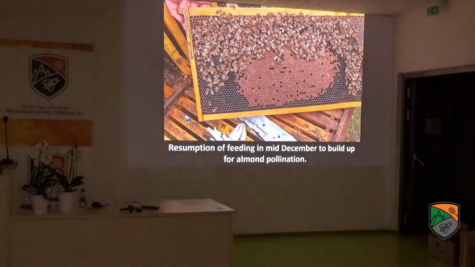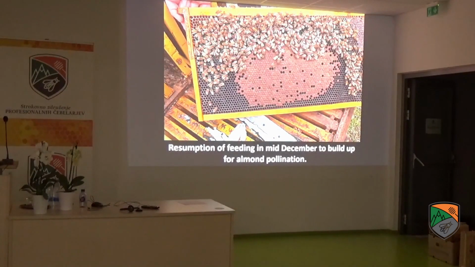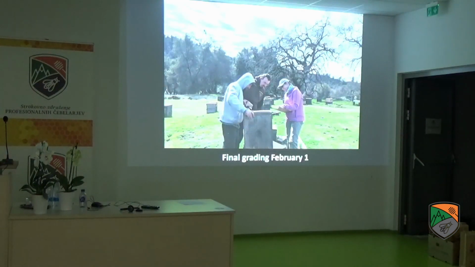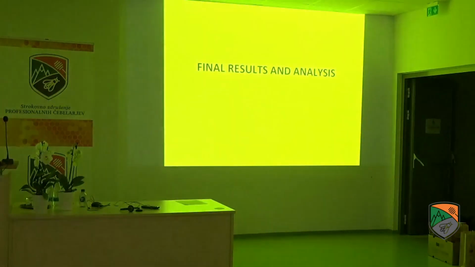So, in December, we resume feeding again, and again, no natural pollen. This is all based upon the initial feedings of these overwintered colonies, with artificial diet again. We did our final grading on a very, very cold morning on February 1st, just above freezing, with very tight clusters. Final results.